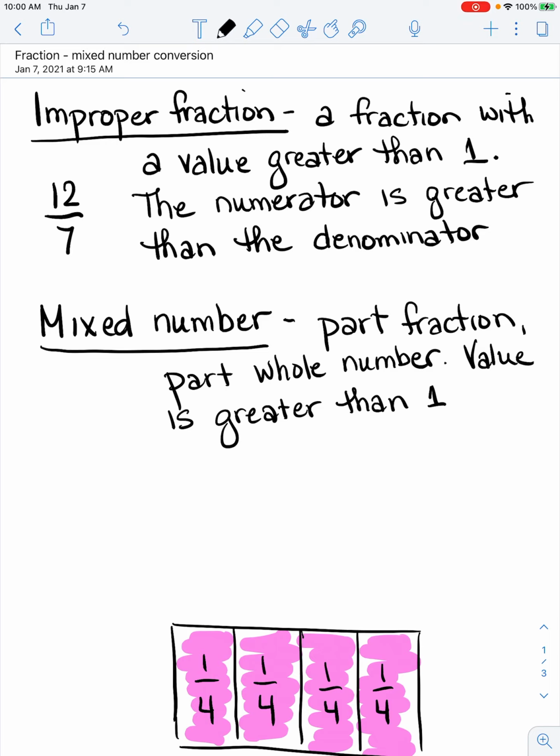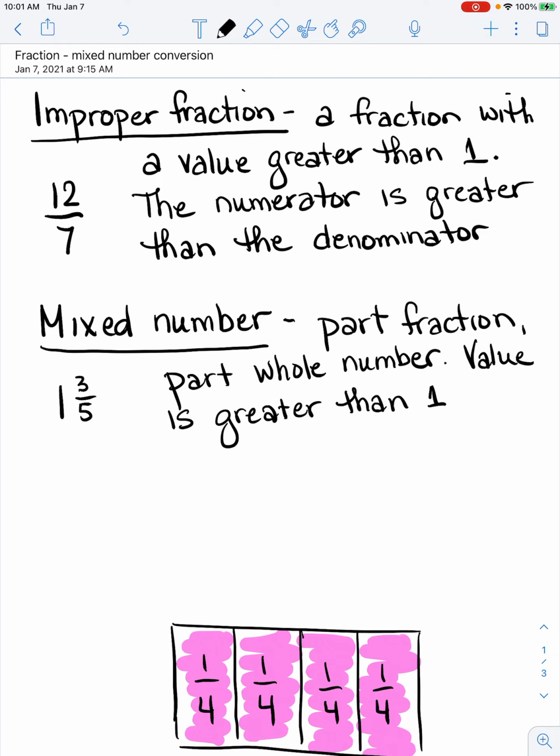That brings us to mixed numbers, which are a mixture of part fraction, part whole number. And the thing about a mixed number is its value is always greater than 1. So obviously 1 3/5 is greater than 1. It's 1 plus 3/5. So now we're going to take a look at some models to see how we can express improper fractions as mixed numbers and vice versa.